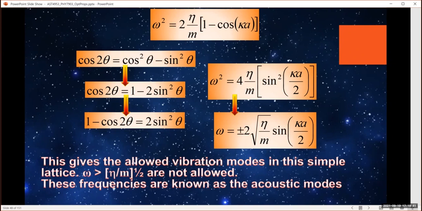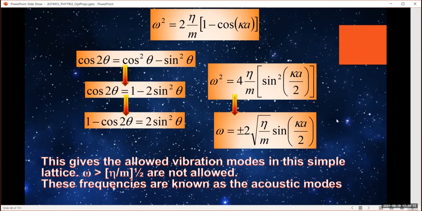And what this tells us is that there are certain vibrational modes that are allowed in the lattice. Now, in this case, what we get is what's called acoustic modes. We cannot have frequencies higher than a certain number. Basically, we can't have them higher. Remember that sine of something has to be between +1 and -1. We basically cannot have a frequency higher than this eta over m. And so that tells us that we have a certain range in which we can have these acoustic modes.